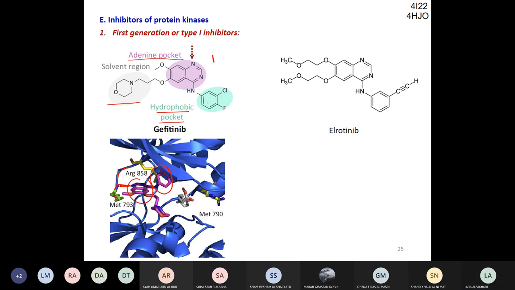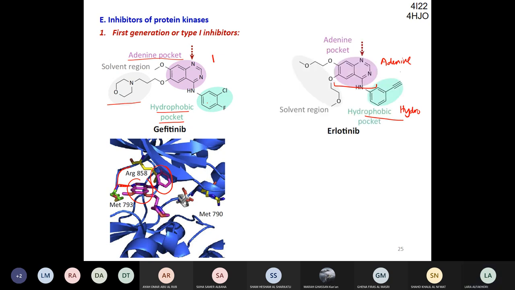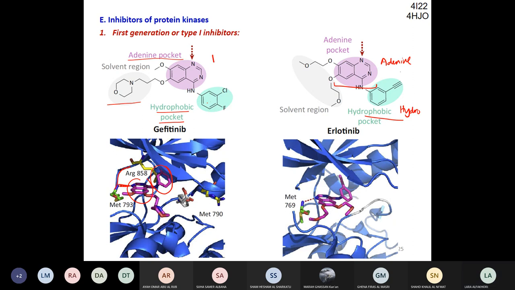Erlotinib. What do you think, is it type 1 or type 2? 1. Okay, very similar to gefitinib. This is the ring that will bind to the adenine binding pocket and this ring in here will be in the hydrophobic pocket, exactly. Okay? This is an acetylene that is bound to a benzene. Both of those functionalities are hydrophobic in nature. So it's a type 1 that favors binding to the active conformation. The DFG motif is in. Type 1.